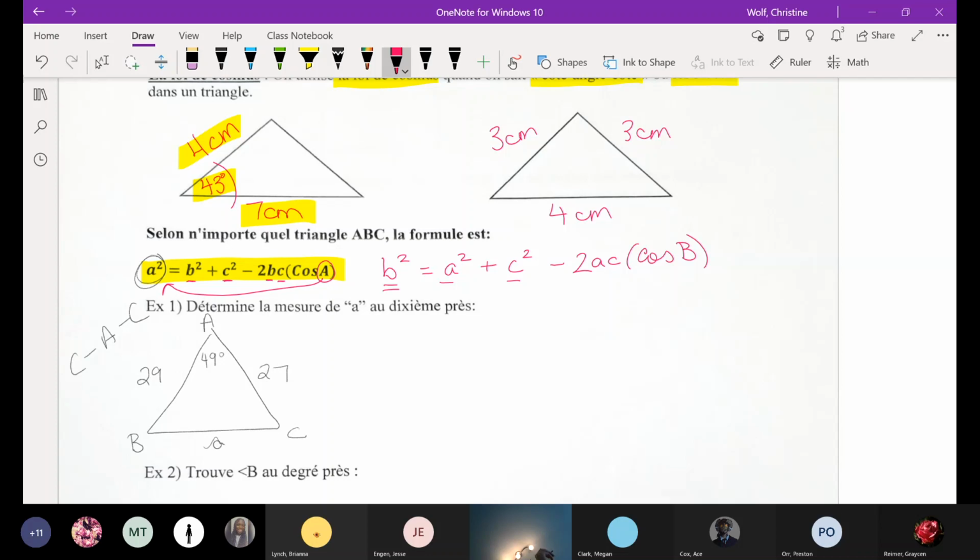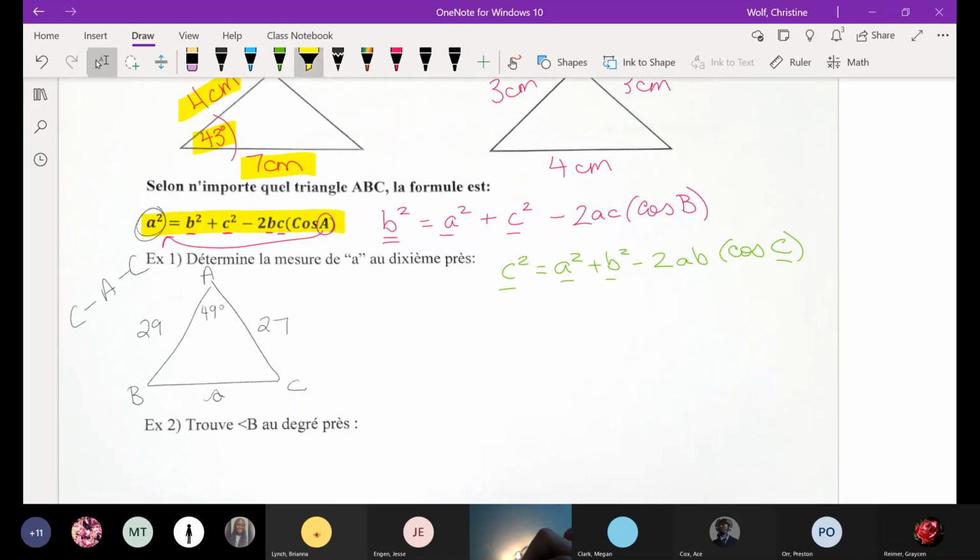OK? And then même chose, si tu es en train de trouver C carré, so it would be C carré égale les deux autres lettres, A carré plus B carré, moins 2, and then the two letters here are A, B, and then cos de angle C, because these have to match. So ça, c'est les trois formules qu'on va utiliser. So, dans ce cas ici, pour l'exemple numéro 1, parce que je suis en train de trouver A, I'm going to use this guy. All right.